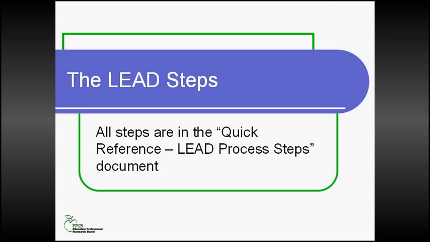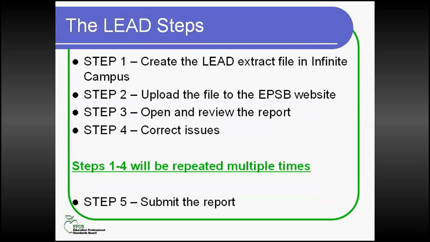We're going to go through them in depth right now so you understand what they are and how to do them. An overview of the steps, there's 5 basic steps to the LEAD process: creating the file in Infinite Campus, uploading it to our website, opening and reviewing your preliminary audit report, correcting issues, and you'll notice I kind of put a break there because those 4 steps will happen over and over and over again.